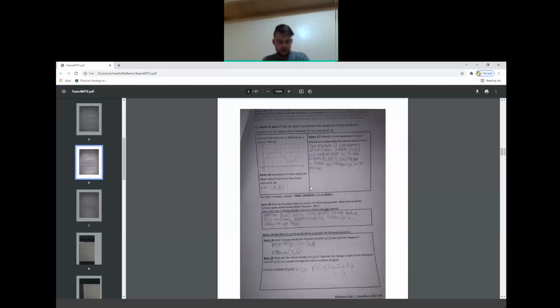For 16 and 17, it's asking us to estimate values of x that satisfy the mean value theorem for the closed interval 0 to 8. We just follow the mean value theorem. First we make sure it meets the two conditions: that the function is continuous and differentiable, and it is both continuous and differentiable on the interval 0 to 8.